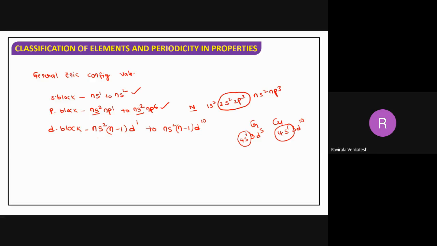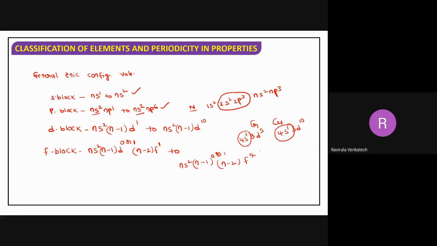So, the general electronic configuration is very important. (n minus 1) d1 to d10, and the common thing is ns2 here. Finally, F block elements, we are writing like this: ns2, (n minus 1) d, listen carefully, 0 or 1. You may get 0 or you may get 1 also. I will explain why you are getting it like that. Next, (n minus 2) f, 1 to 14. Same thing again: ns2, (n minus 1) d 0 or 1, and (n minus 2) f1 to f14.